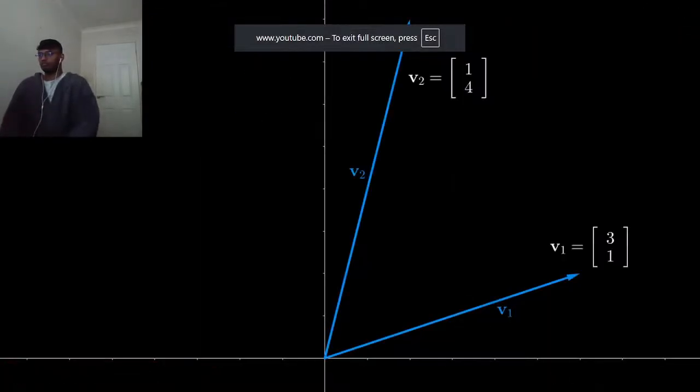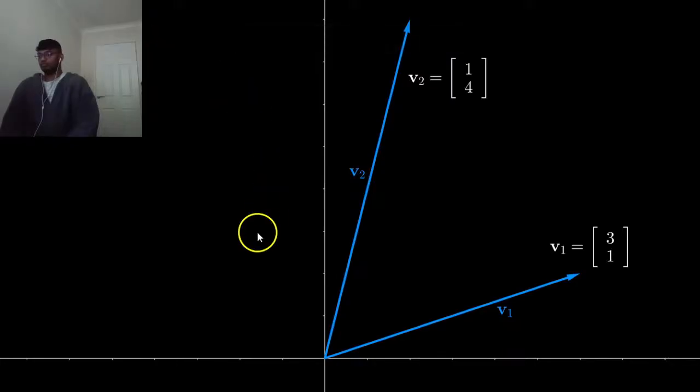It's easier to see what's happening if we do it in 2D. So let's move here to 2D. I have two vectors here, v1 and v2.